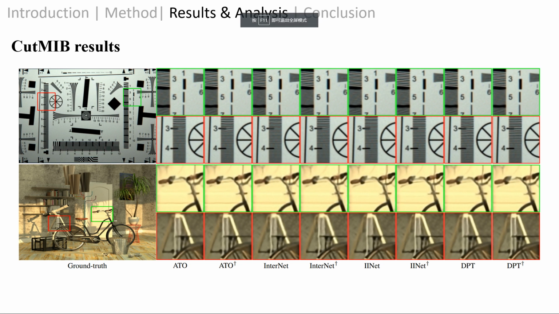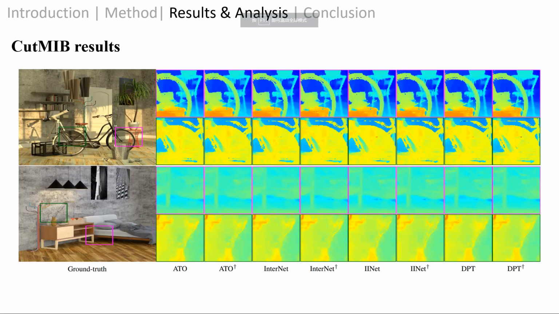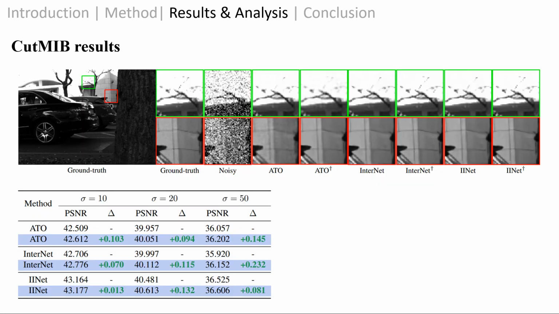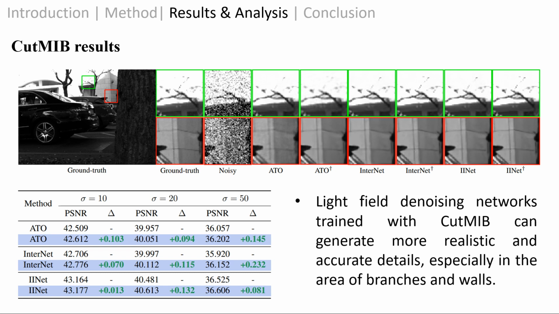As can be seen in the above figure, the disparity maps estimated from the results generated by the networks trained with CutMIB have sharper edges and more accurate results, indicating the effectiveness of our CutMIB. We validate the effectiveness of CutMIB on the light field denoising task. As can be seen in the table, all the methods trained with our proposed CutMIB achieve higher reconstruction fidelity than their baseline versions, validating the advantage of our CutMIB.